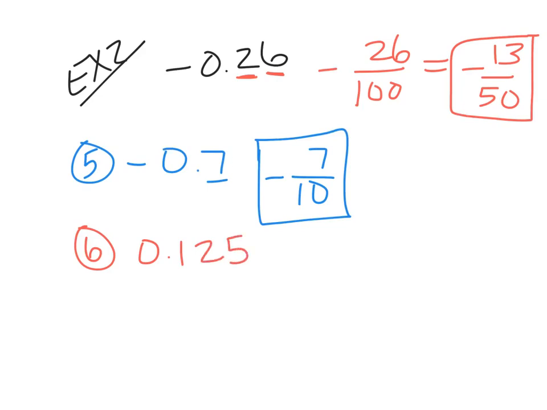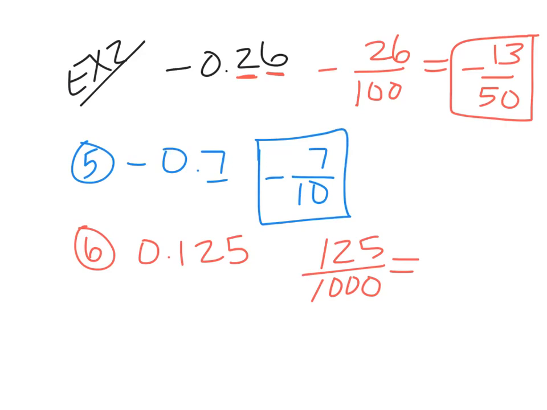Isn't it 125 and then over like... So it'd be 125 over, that's right, put 3 zeros. Now can I reduce that? By 25, for sure, yeah. So you divide both by 25.